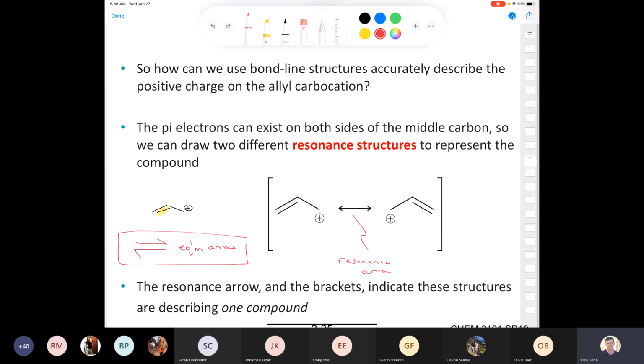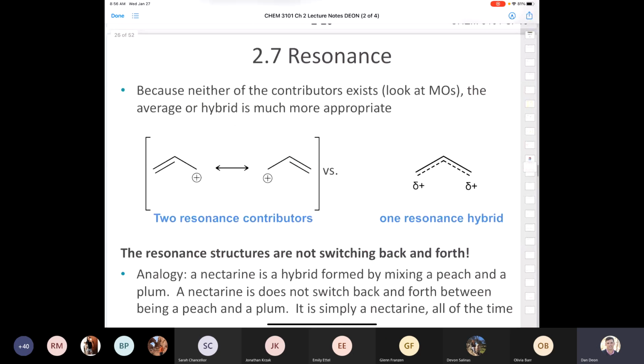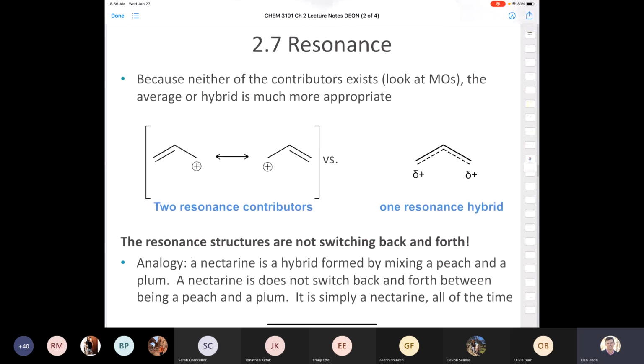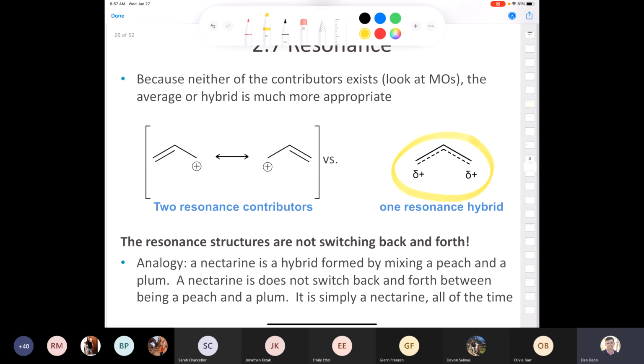Now, let's get some more detail on this overall structure, what we call the resonance hybrid. Because neither of those contributors, and by contributors I just mean these 2 structures, really exists. The average hybrid is much more accurate. Since the electrons in the pi bond could be on this side or this side, and electrons are hyperactive, they're going to move quickly. Sometimes those 2 electrons are here and sometimes they're there. They're shared between all 3 of those carbons.